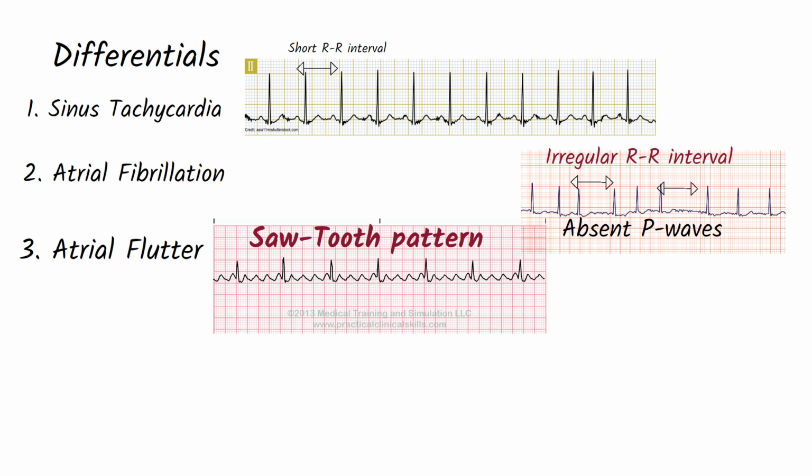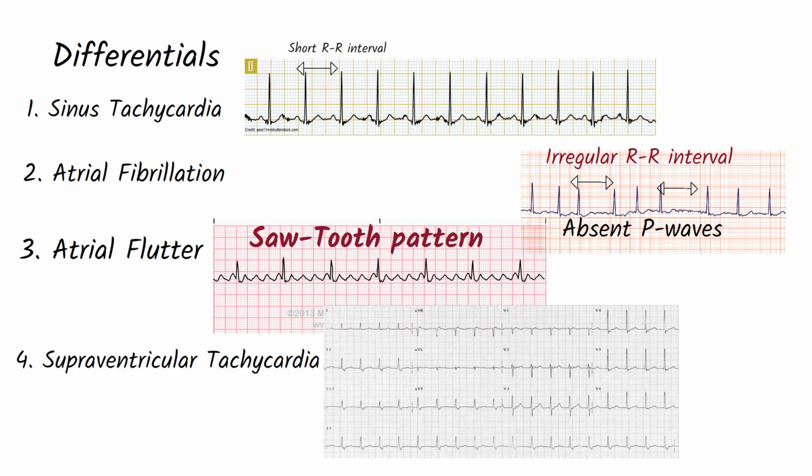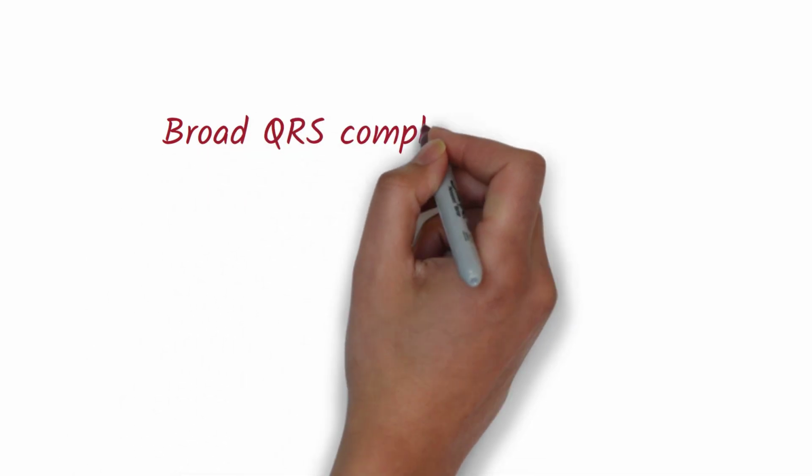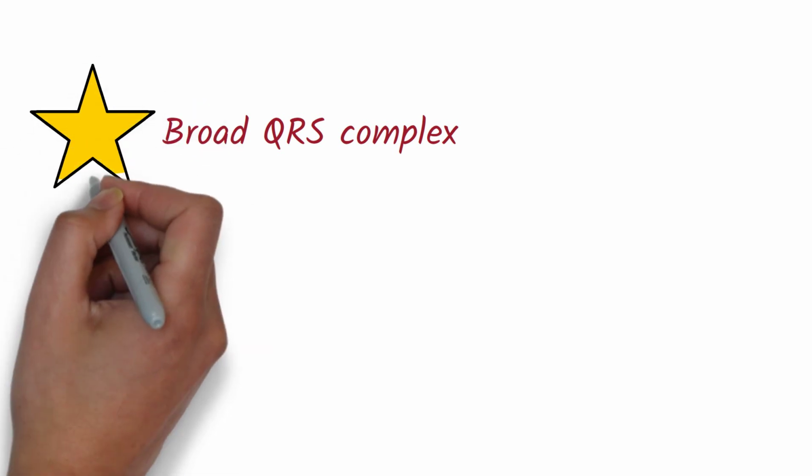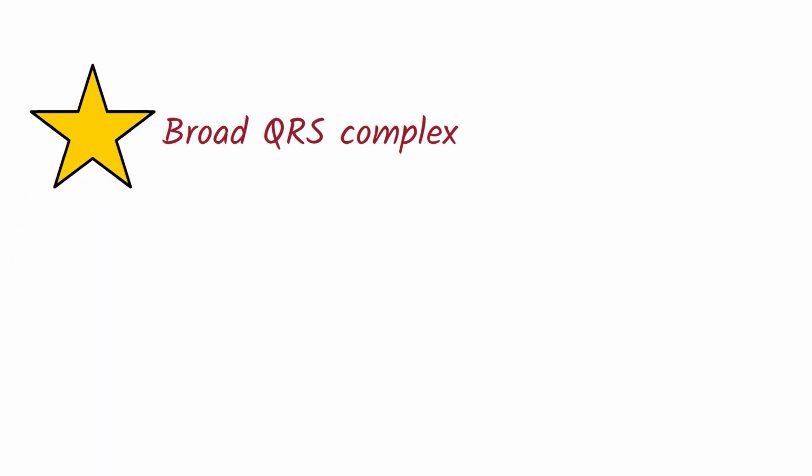The other differential of narrow complex tachycardia is our topic in our video today. That is supraventricular tachycardia. In supraventricular tachycardia, the QRS complexes are regular. That is, the RR interval is regular, unlike in atrial fibrillation. Also, an important point that you should remember is that sometimes supraventricular tachycardia can have a broad QRS complex. This happens when there is a supraventricular tachycardia and a bundle branch block.